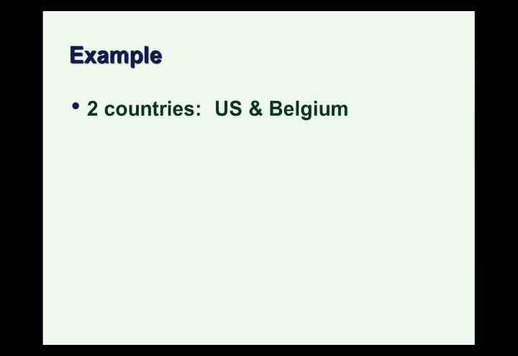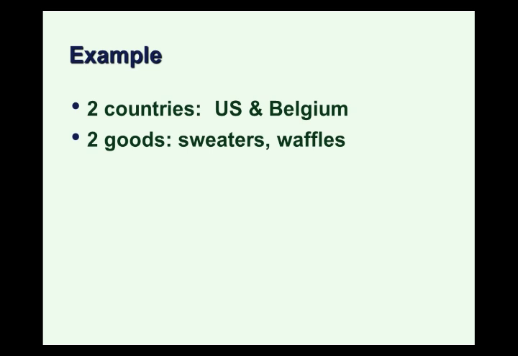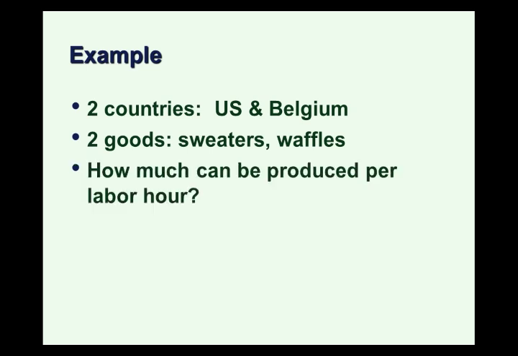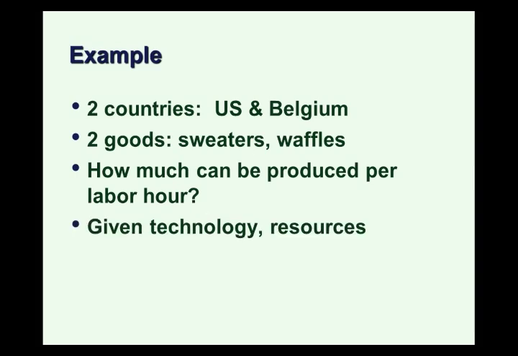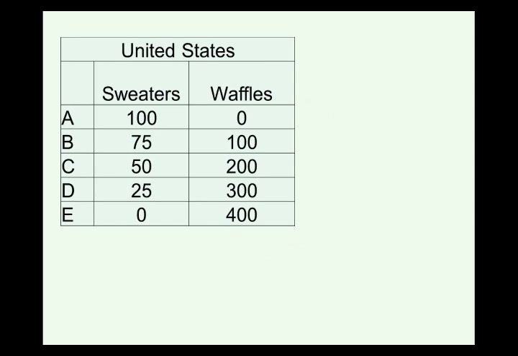So let's just do a simple example, completely hypothetical. Two countries, the United States and Belgium, two goods, sweaters and waffles. And let's think of a production possibilities table that tells us how much can be produced per labor hour. Given that technologies and resources are constant, we'll get a production possibilities frontier. So I'm going to graph the production possibilities for each country.